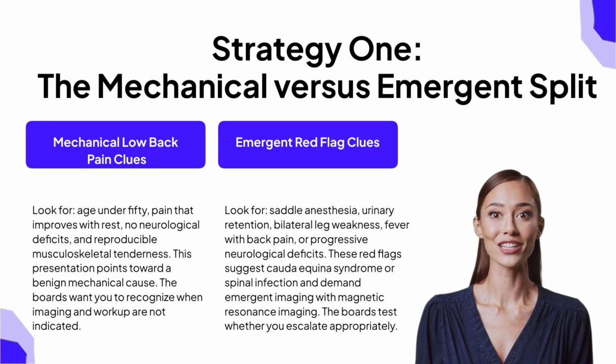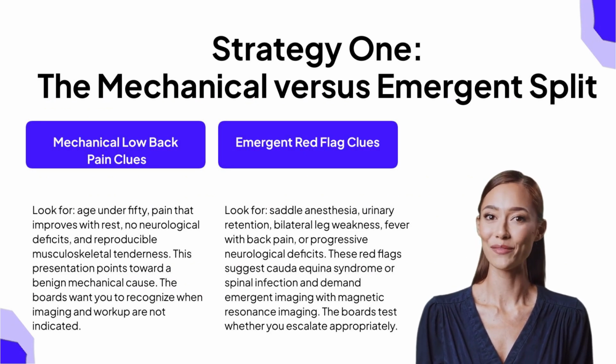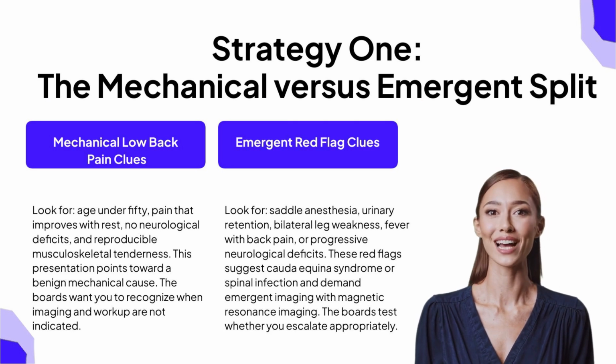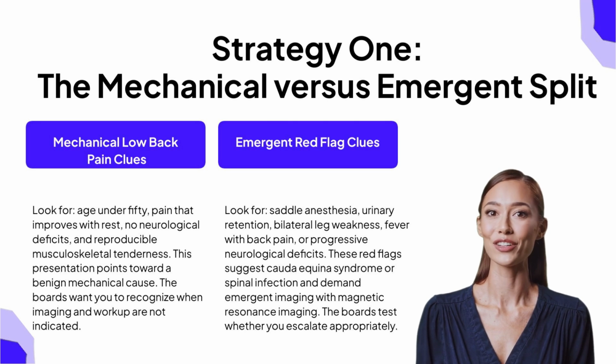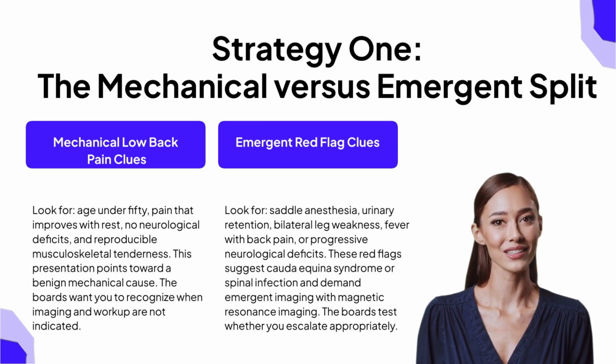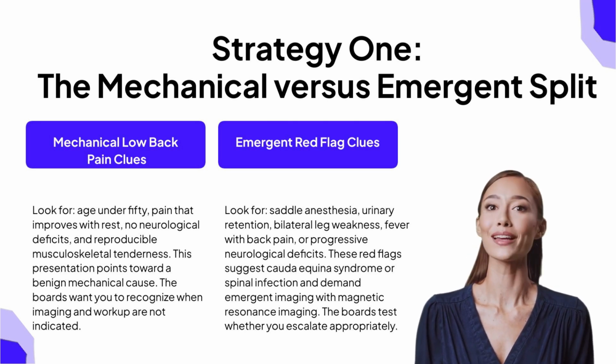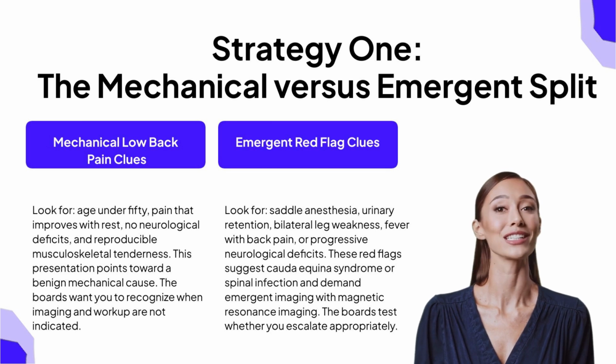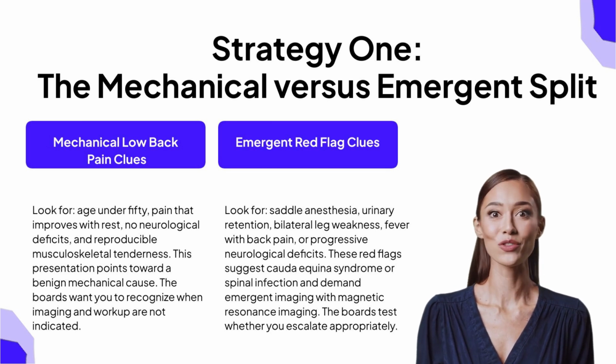Our first strategy is what I call the mechanical versus emergent split. When you see a low back pain question, your first job is to sort the patient into one of two buckets. On the left side, we have mechanical low back pain. These patients are typically under 50 years old. Their pain improves with rest. They have no neurological deficits, and they have reproducible musculoskeletal tenderness on exam. The boards want you to recognize that these patients do not need imaging or aggressive workup.